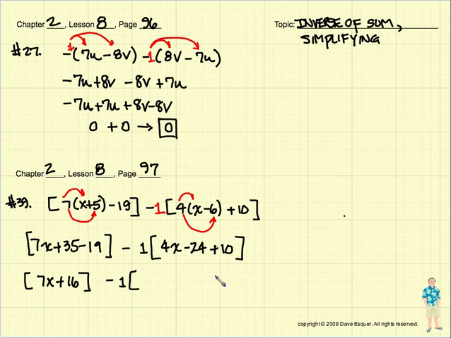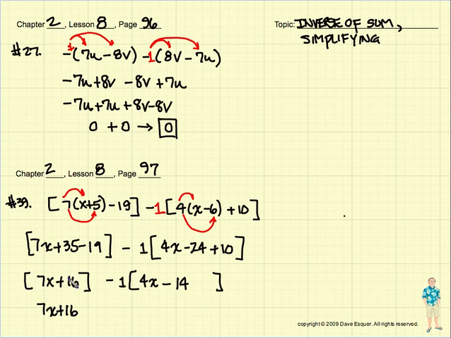Here we still have our -1. Let's just keep it carrying for a little bit. We have 4x. And -24 plus 10, I believe, is -14. So now let's see if we can simplify this one more step.